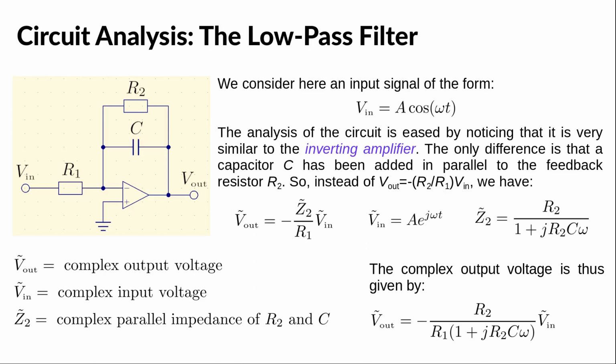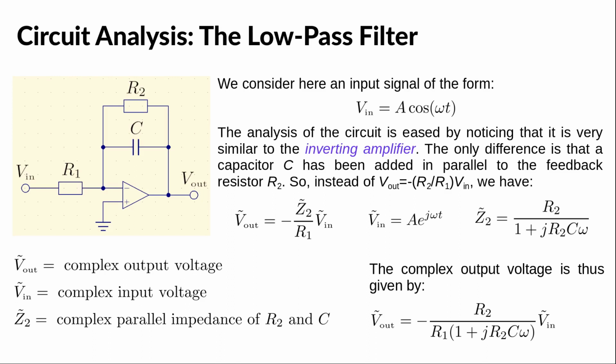You should notice here that the circuit is very similar to an inverting amplifier. The only difference is that a capacitor C has been added in parallel to the feedback resistor R2. So we don't need to analyze again the op-amp circuit. We can directly write that instead of V out equals minus R2 over R1 V in, we have that the complex output voltage is equal to the negative of the parallel impedance Z2 formed by R2 and C, divided by R1 times the complex input voltage.